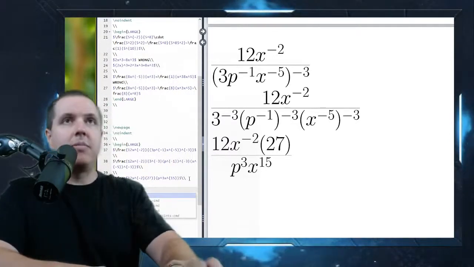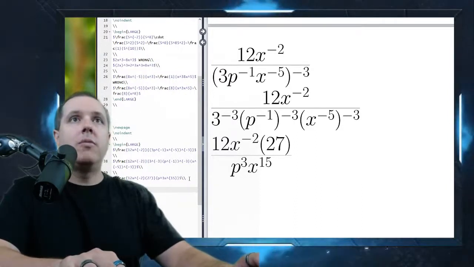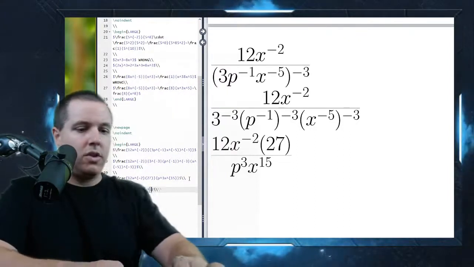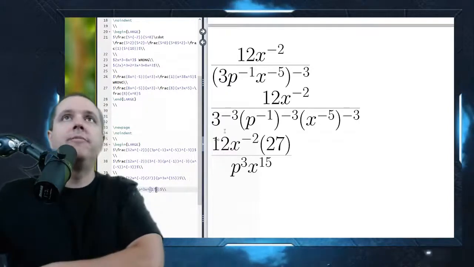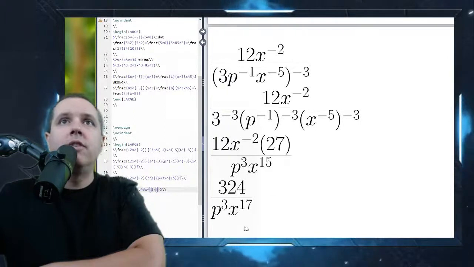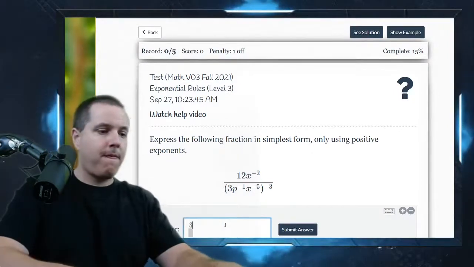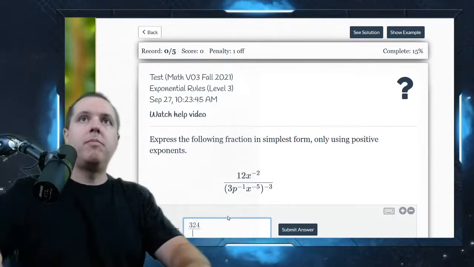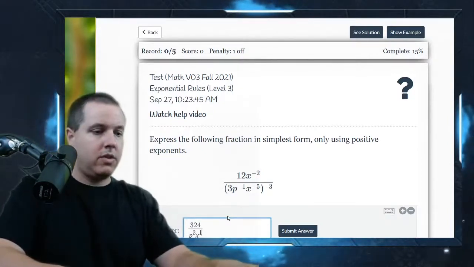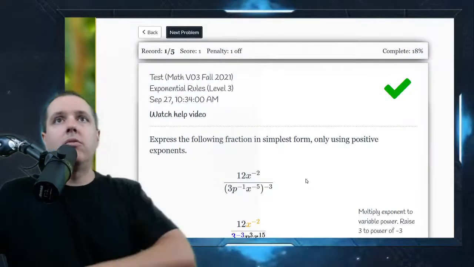So hopefully I didn't mess this up after all that formatting. So on top, we're going to get what? 324. On bottom, we're going to get p cubed x to the 17. Should give us this. So let's see if that's right. 324. Cubed x to the 17. Is that right? There we go. Got it.